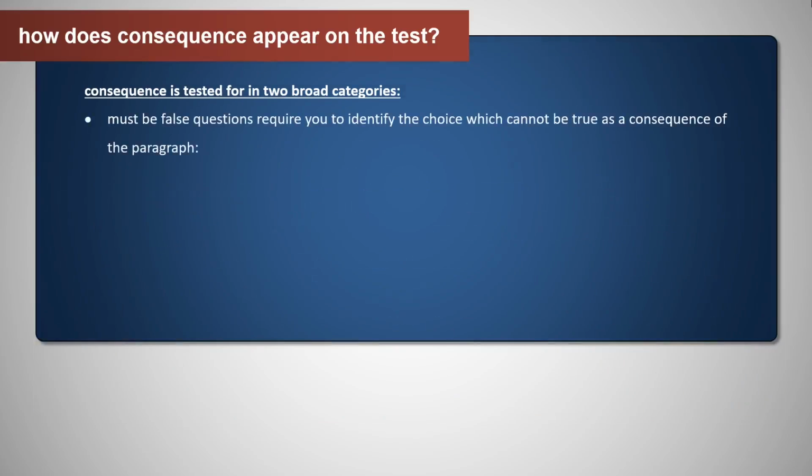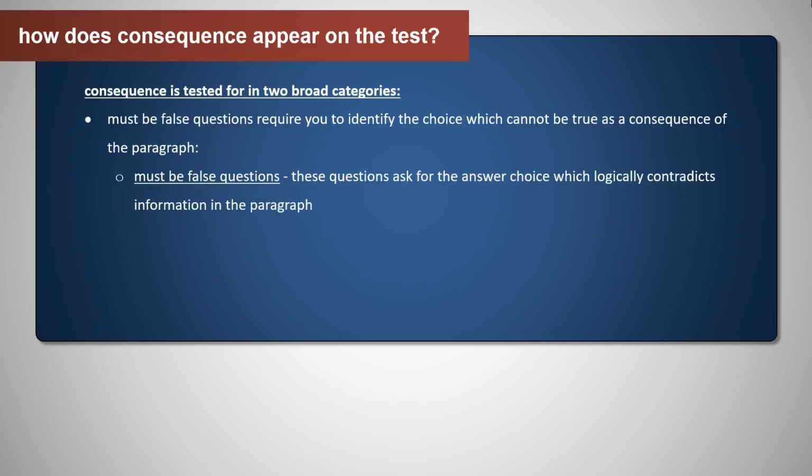Must be false questions require you to identify the choice which cannot be true as a consequence of the paragraph. These questions ask for the answer choice which logically contradicts information in the paragraph. So there's really only one type of must be false question, the pure must be false questions.